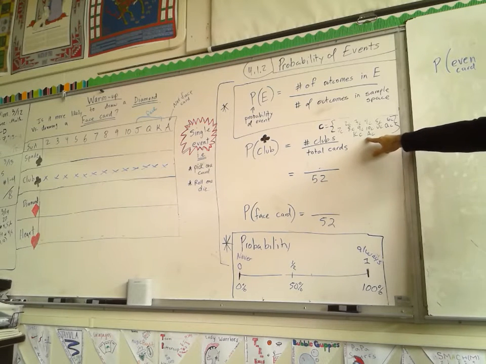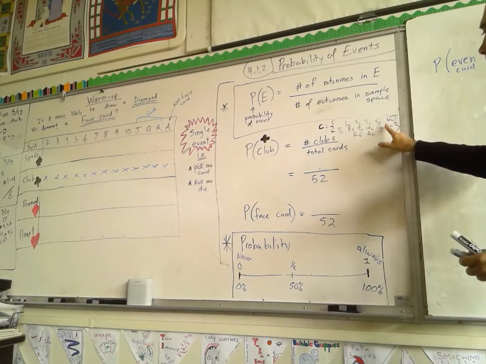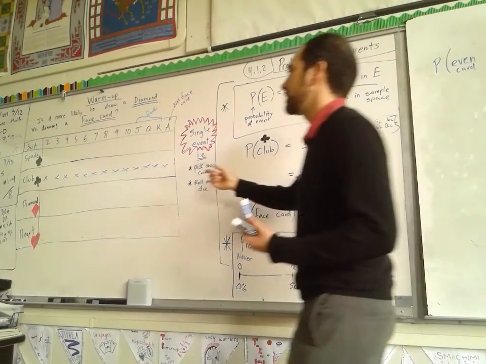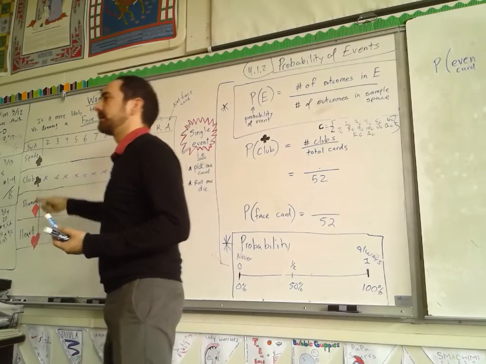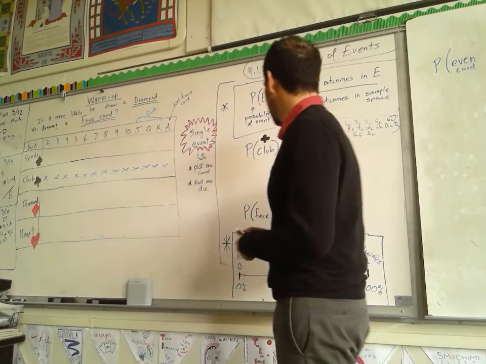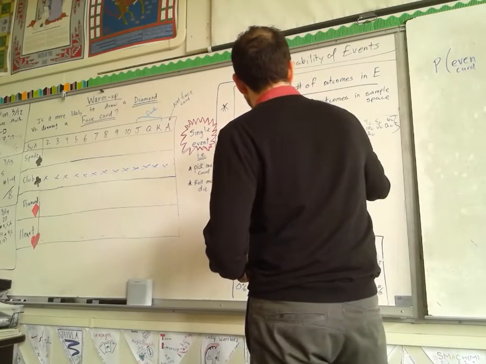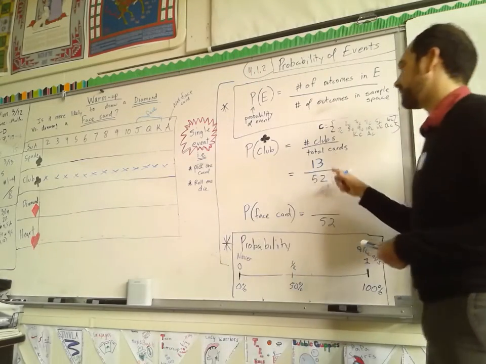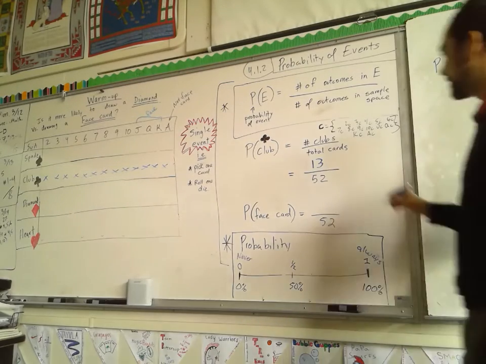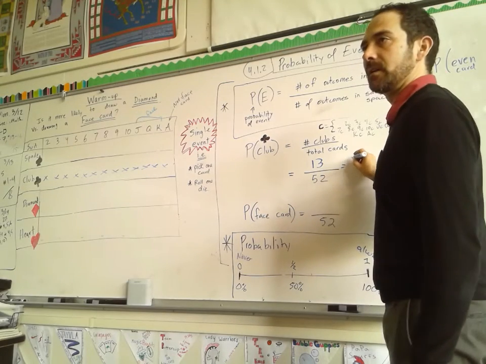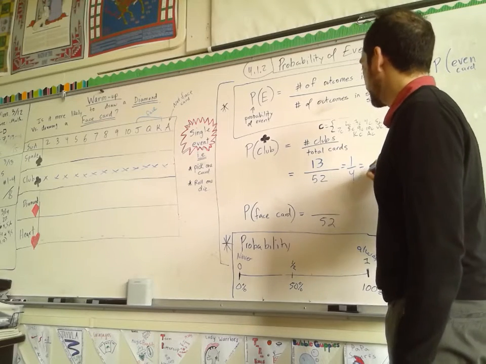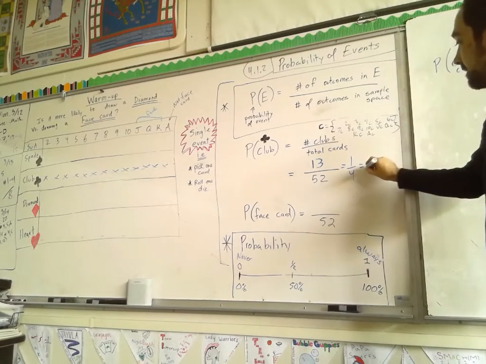So how many options do we have? 1, 2, 3, 4, 5, 6, 7, 8, 9, 10, 11, 12, 13. I know that too from doing it in table form here instead of in set notation. Here, in table form, we have 13, so we're going to put that in here. 13 out of the total number of cards, 52 cards. 13 over 52 reduces to what? 1/4. This is 0.25, which is 25%.